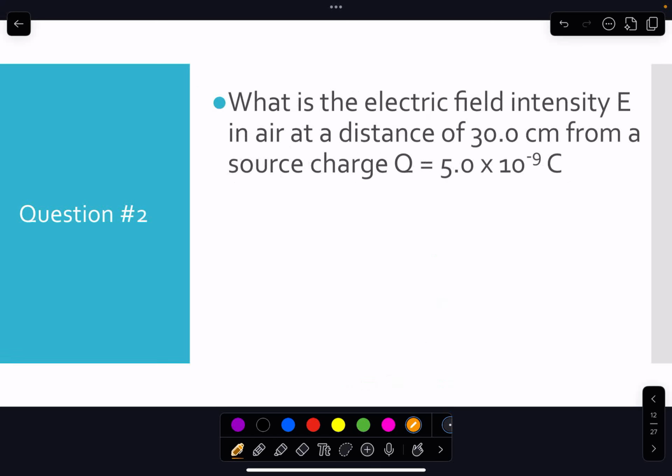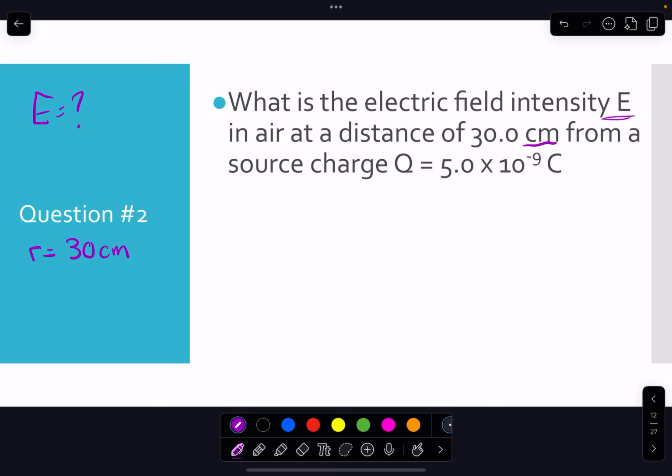So this one here, similarly, it's giving you some information here. Right now it's asking what is the electric field. So we're trying to solve for E. And it's giving us a distance from the center. All right, so my radius is 30 centimeters. Now we don't like dealing with centimeters.